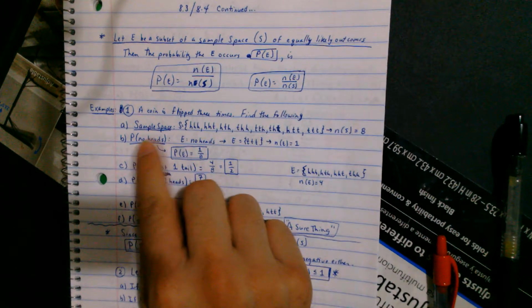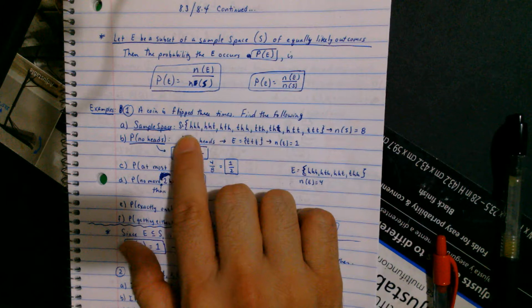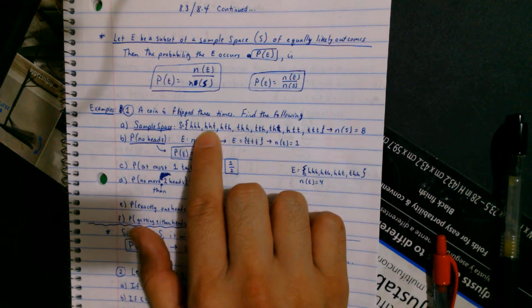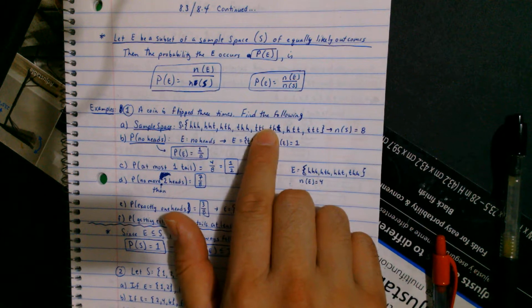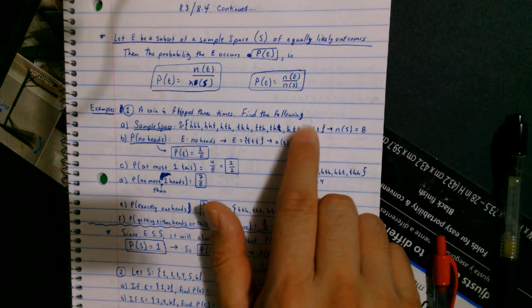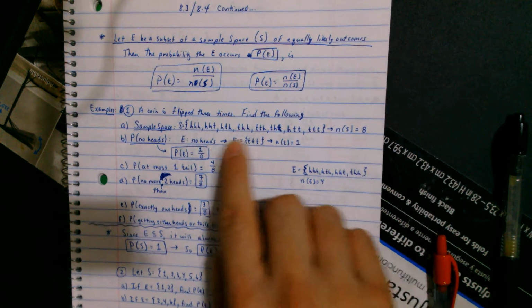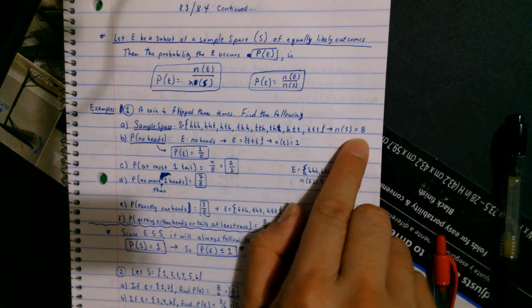So a coin is flipped 3 times. Find the following. Sample space. Well, heads, heads, heads; heads, heads, tails; heads, tails, heads; tails, heads, heads; heads, tails, tails; tails, heads, tails; tails, tails, heads; or tails, tails, tails. The number of different outcomes is 8.